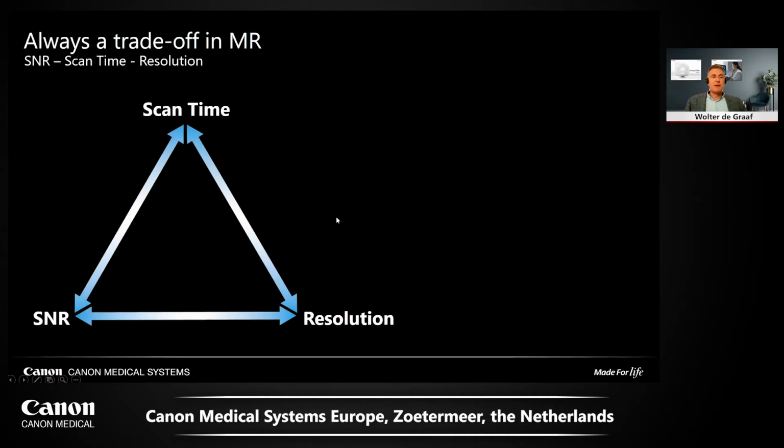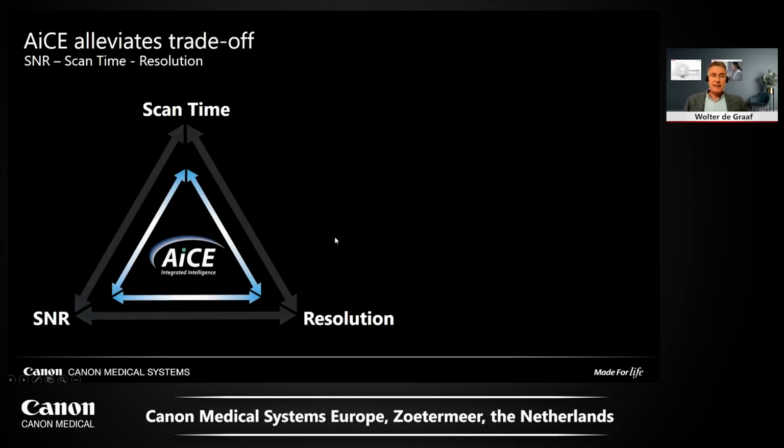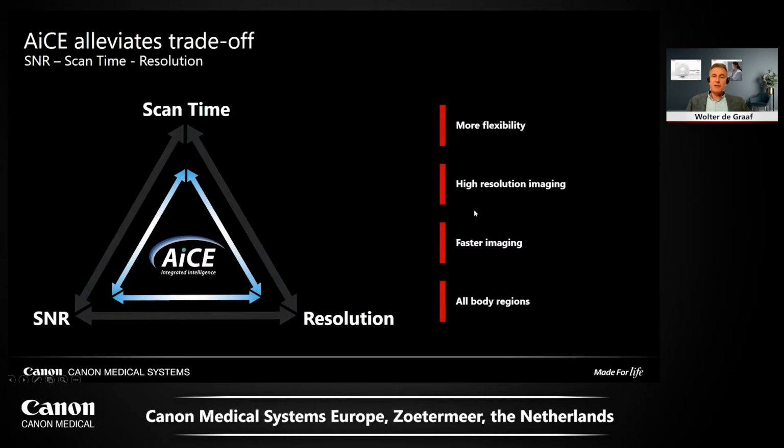There is always a trade-off in MR between SNR, scan time, and resolution. The technique we're using here is AiCE, where we try to reduce the noise to improve our SNR. Normally, when you gain SNR, you can use it to reduce your scan time or to increase your resolution, but you have to pay on one side. Now with the AiCE technique, we can use both at the same time, so it gives you more flexibility. You can have high resolution imaging, you can do faster imaging, and you can apply it to all body regions.